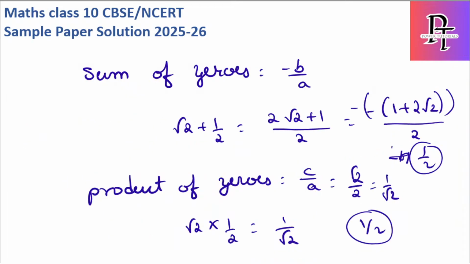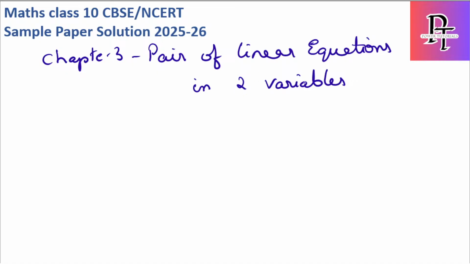So what is the other point? In two variables. So here we had two variables like x and y, or a and b, or p and q. So only two variables are present and both should be linear equations, and if you have a pair of them, then such type of questions belong to the third chapter, which is pair of linear equations in two variables.